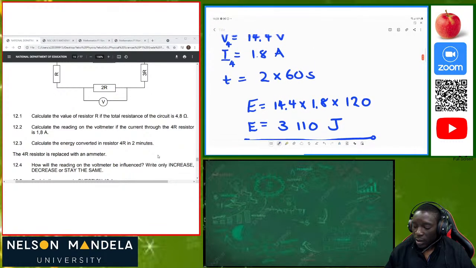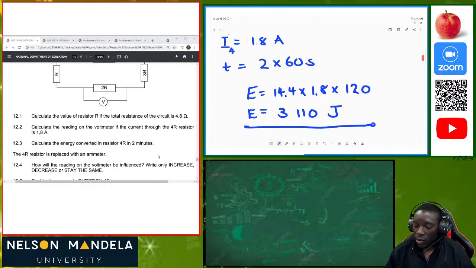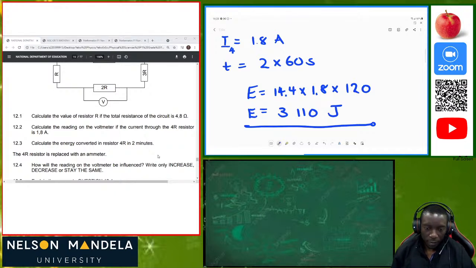For the energy across the resistor, the energy used in this circuit across the resistor 4R.